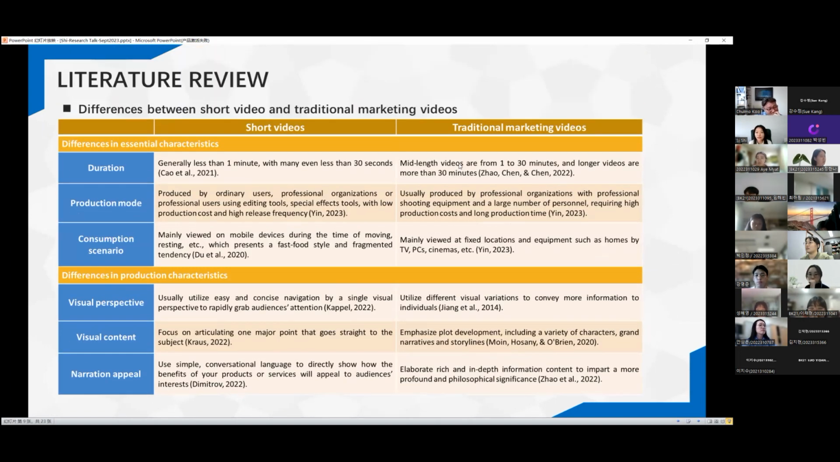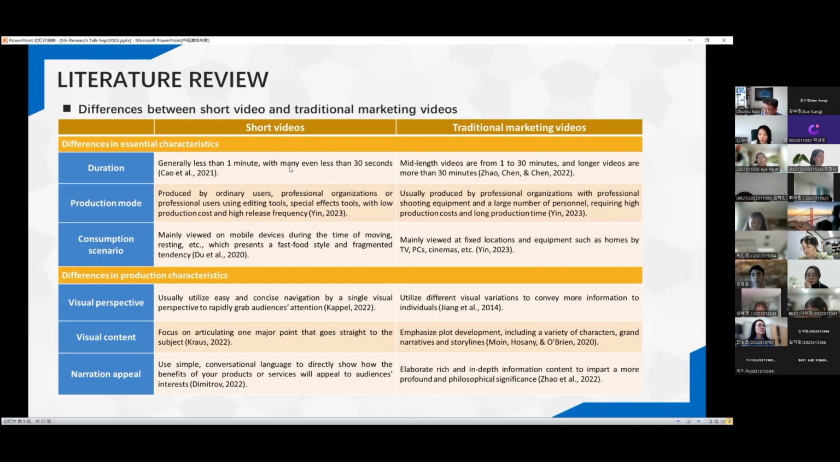As I just explained, since traditional marketing videos are usually longer in time, they will not rely on a single visual perspective to present the information, and their content is not that focused. If you look at the research on traditional marketing videos, they focus on a lot of things such as the narratives, the development of the plots, and so on. But for short videos, since the time is limited, they are usually more refined and focused. For the visual perspective, they will not change too many visual perspectives. They usually rely on a single perspective to present the content that is more focused.